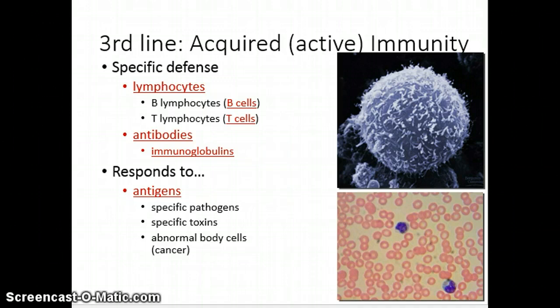B and T cells bind to that antigen via a protein in their cell membrane called an antigen receptor. So antigens can be any number of things. They can be pathogens, so bacteria, viruses. They can also be toxins like poisons, or they can be an abnormal body cell, something that's undergone some sort of change, such as in cancer.